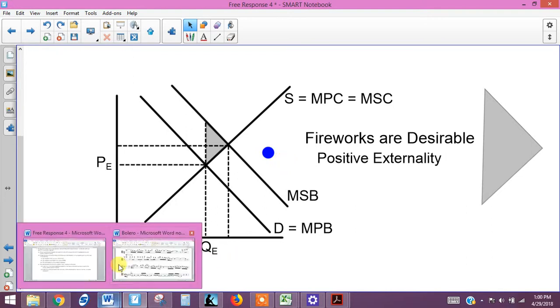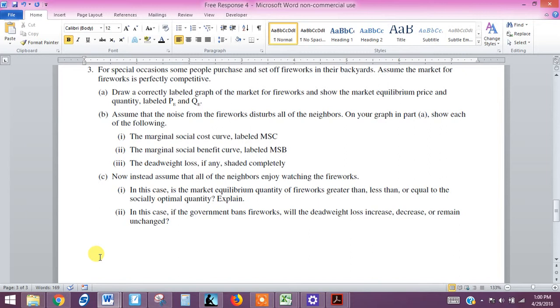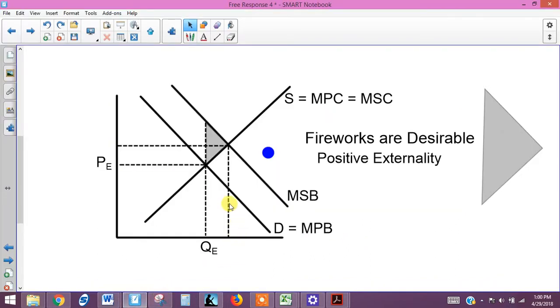Okay. The last part of this is, if there is a positive externality and we have a marginal social benefit greater than marginal private benefit, if the government bans fireworks, will the deadweight loss increase, decrease, or remain unchanged? Well, it's easy to see if we just think about the quantity. Banning means we go down to a quantity of zero, right?